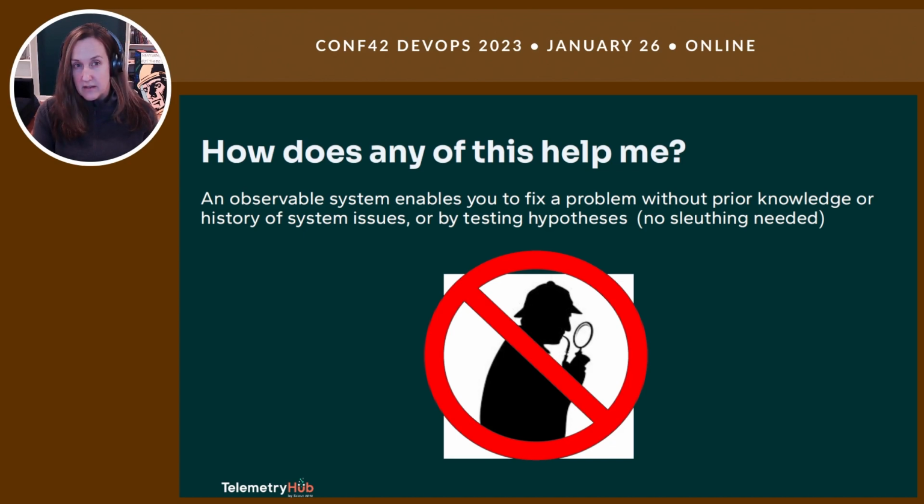So, it's the idea of you need to slow down to speed up. It's better to put a little bit of effort into this before you need it so that you're not caught on your heels when you do.